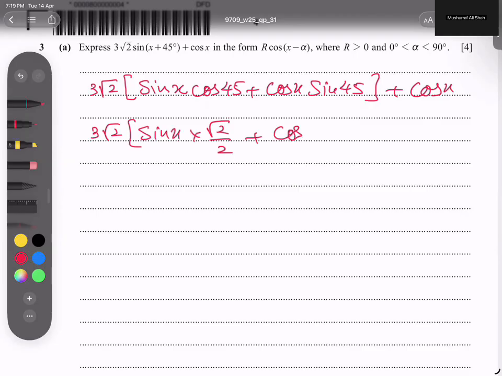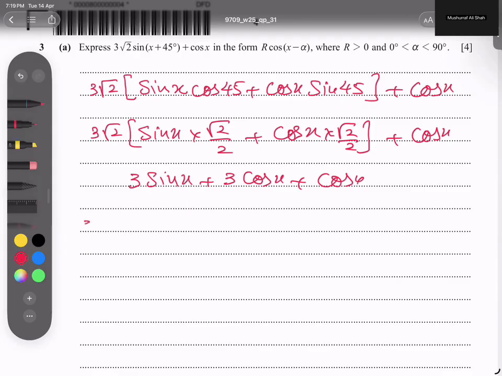Even sine 45 is root 2 over 2. You can check in calculator. Now if I multiply inside, root 2 becomes 2 and that 2 cancels out, and I get 3 sine x. Again, root 2 becomes 2 and that 2 cancels the lower 1, and we get again 3. So 3 cos x.